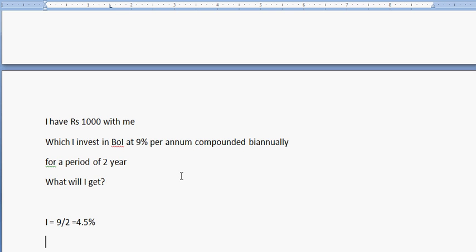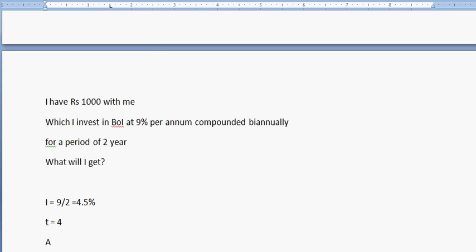Now when the interest is compounded biannually, it means the number of periods becomes 4. In each year the interest is added to your account 2 times, so for 2 years the interest is added to your account 4 times. So we'll apply the simple formula, which is 1000 into 1.045, not 0.9 but 0.045, raised to the power 4. Whatever the answer is would be our final amount.